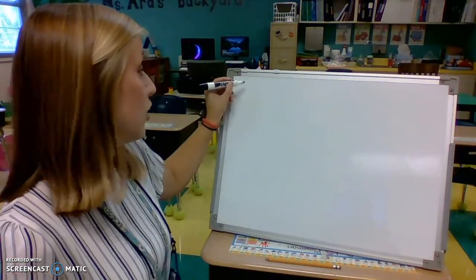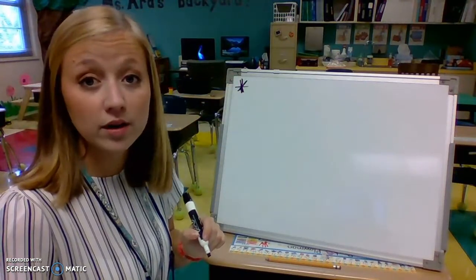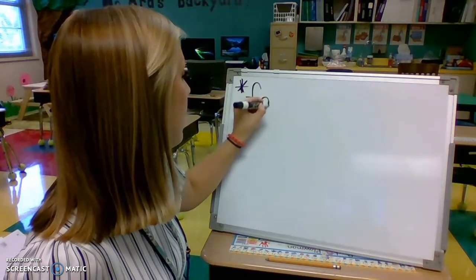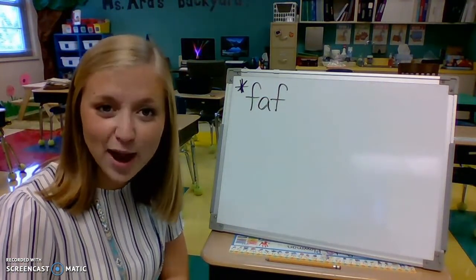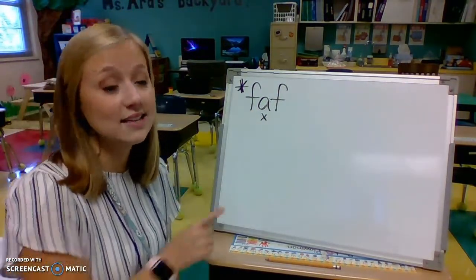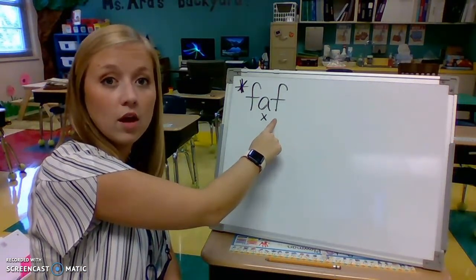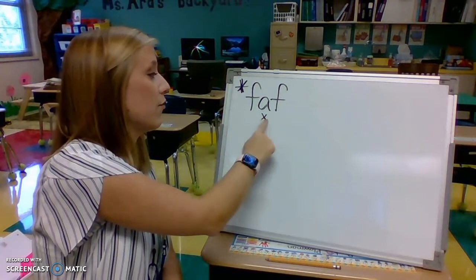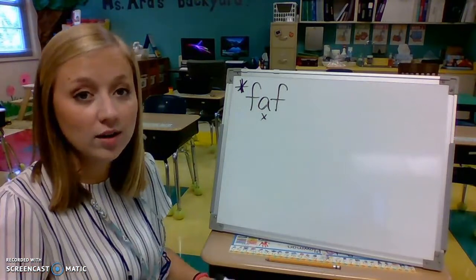Good job, friends. You should have written in your top corner your asterisks, because I said it was a nonsense word, and then the letters F-A-F. Am I forgetting anything? That's right. I've got to mark my vowel with an X. Let's say the slide. Fa, fa. What's the ending consonant? Let's put it together. Faff. One more time. Faff. Say it quick. Faff. It's not a real word.